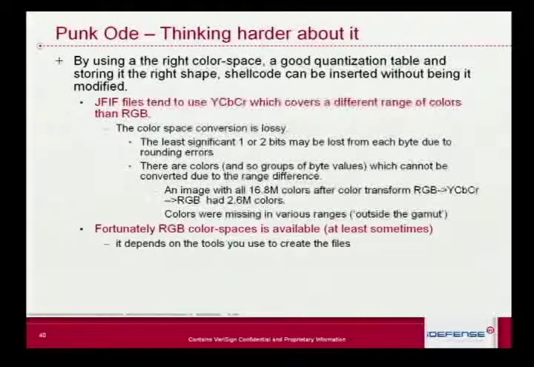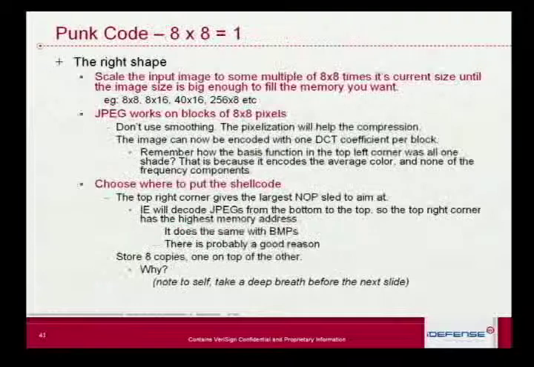Like a 16.8 million color image, which covered all of the colors available for 24-bit. After I converted it into the YCbCr space and then back into the RGB space, there were only 2.6 million colors. So that's about 1/8 of the colors disappeared. They're outside the color gamut for that. But you can sometimes, depending on the tools you use, encode your JPEGs with RGB color space. And you have to have the right shape.